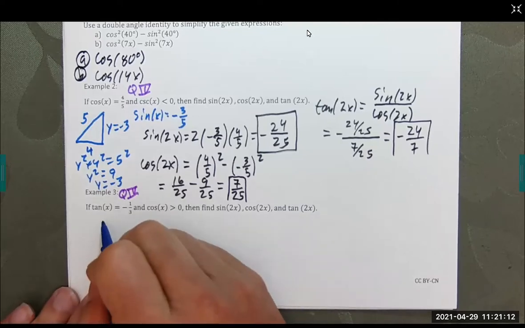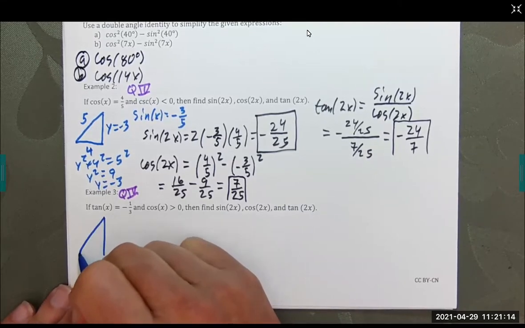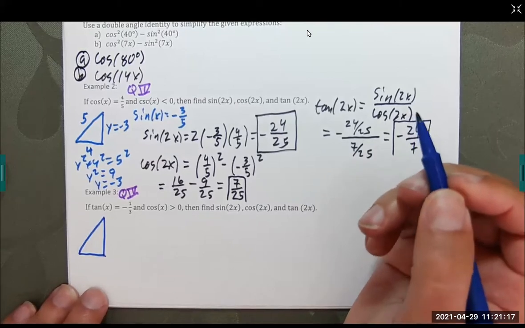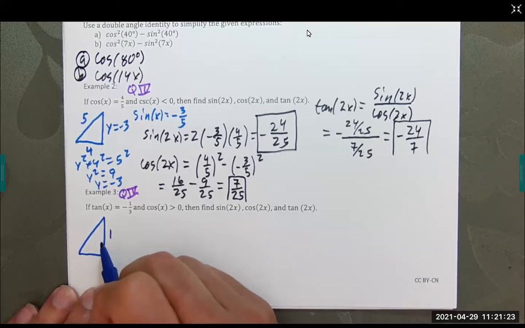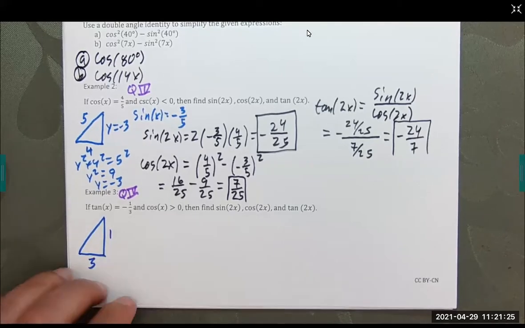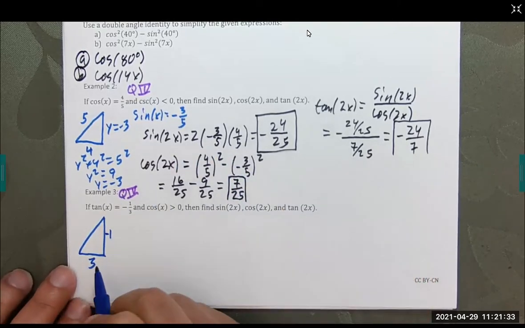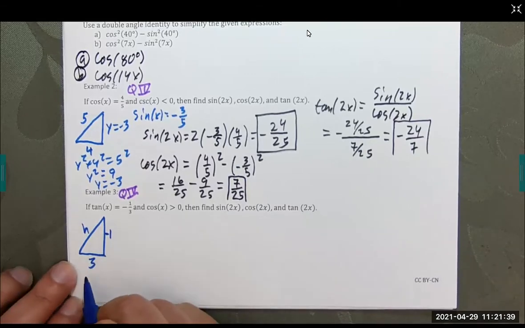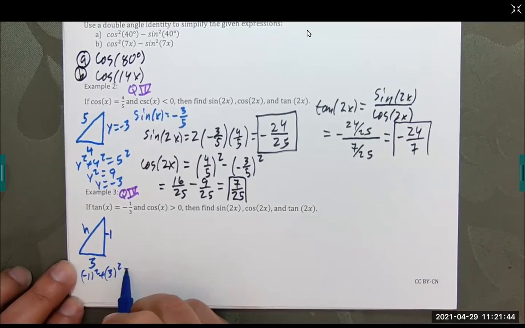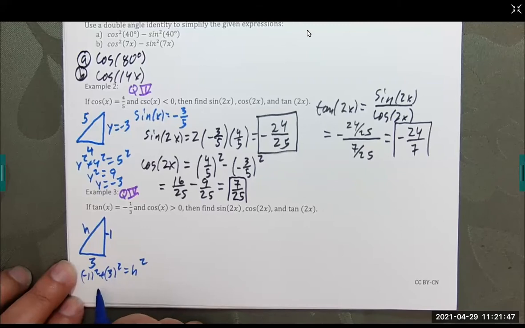Let's come up with our triangle. And if this is my angle here, then the opposite is going to be 1, and the adjacent is going to be 3. And in quadrant 4, y is negative, so that's a negative 1 there. And this means that our missing hypotenuse, which I'll call h, we can call it r, you can call it whatever you want, negative 1 squared plus 3 squared equals h squared. So 1 plus 9 is 10, so h is equal to root 10.